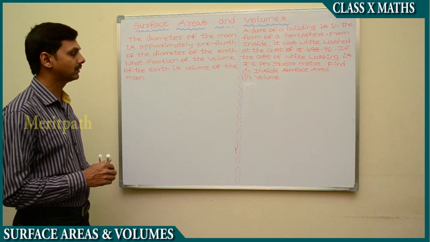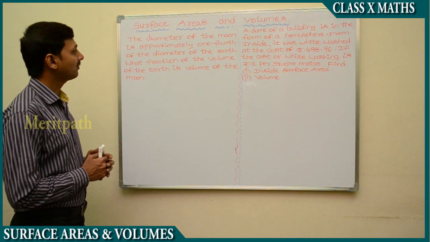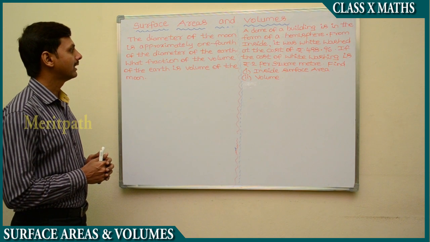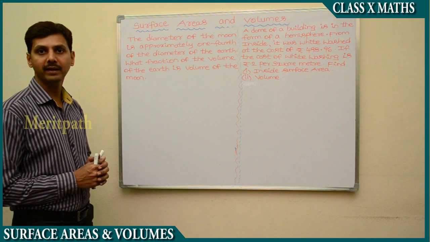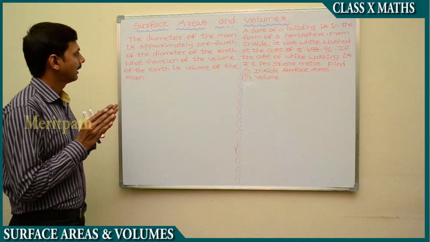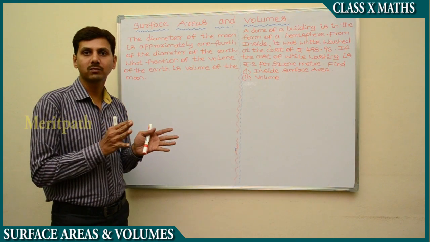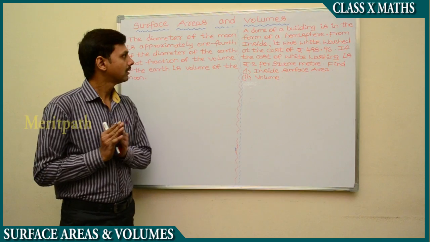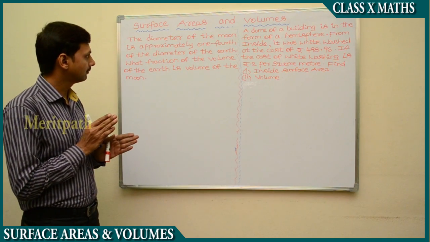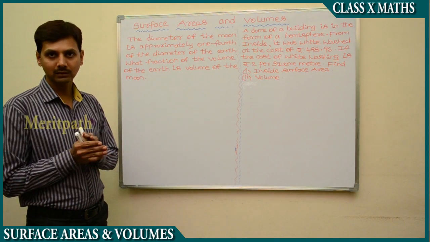1/4 of the diameter of the Earth. What fraction of the volume of the Earth is the volume of the Moon? We need to find out. So the diameter of the Moon is 1/4 of the diameter of the Earth. So we need to find out the ratio of the Moon and Earth.